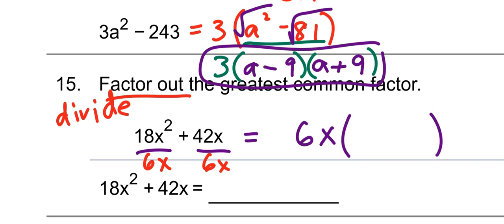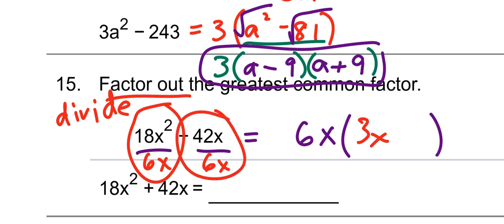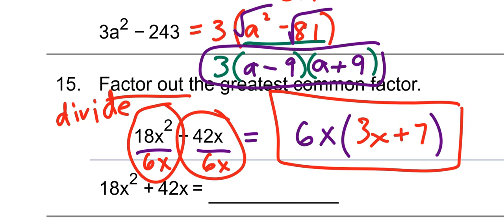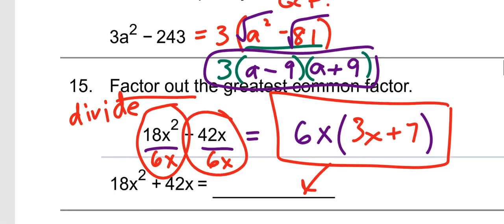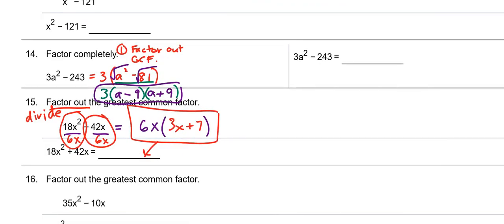So if I'm dividing out, if the 6x is coming out, what's left? Well, if you take that and divide by 6x, you're left with 3x. If you take 42x and divide by 6x, you're left with 7. And that is the correct answer to this question. There's nothing more that can be done with this. When you pull the greatest common factor out, that's it. You can't factor it any further. Nothing else can be done with that. That is the answer.